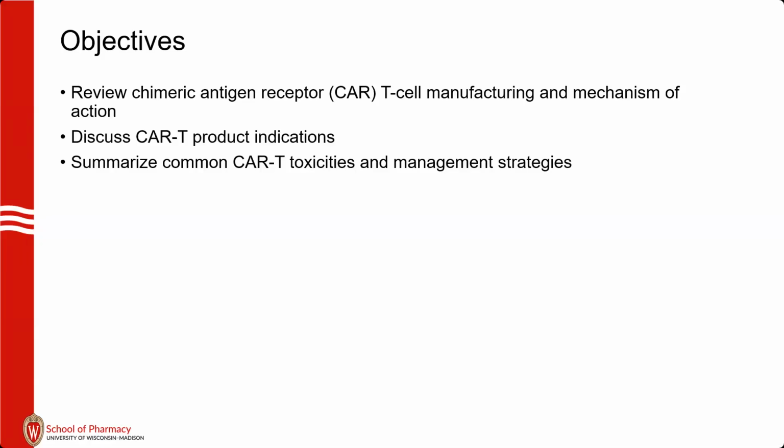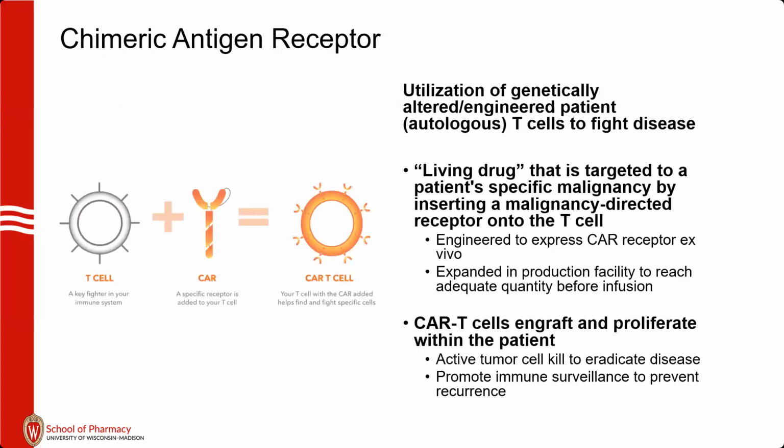The objectives for the learner walking away from this today is to be able to review the CAR T cell manufacturing process, which, because they're living cells, has some other complications that we don't see as much with monoclonal antibodies or other biologic products, as well as how they work. Discuss our CAR T products and what they're used for, and then summarize some CAR T toxicities as well as management strategies.